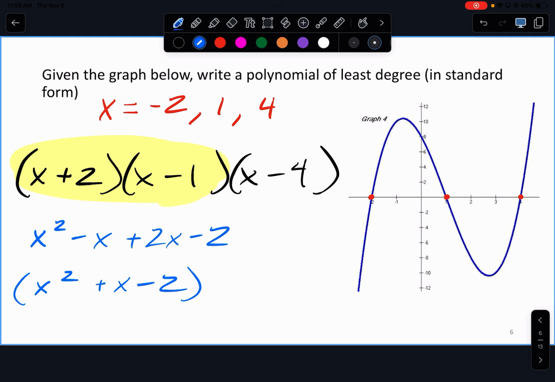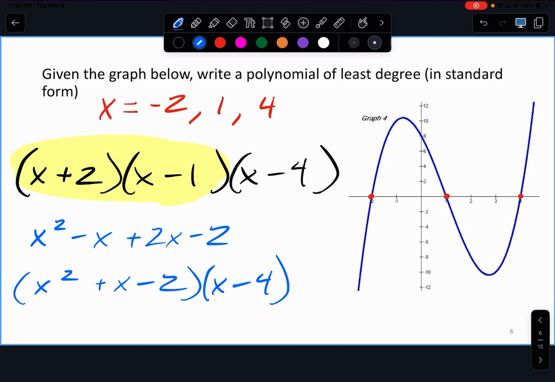Now what do I do with that x minus 4, my other factor? Do I just forget about it and ignore it, and am I done? How do I know I'm not done? Is my degree correct? No, my degree's not right. It's x squared, and I need to be to the third degree. So I have to bring this x minus 4 down here. And now we FOIL again.